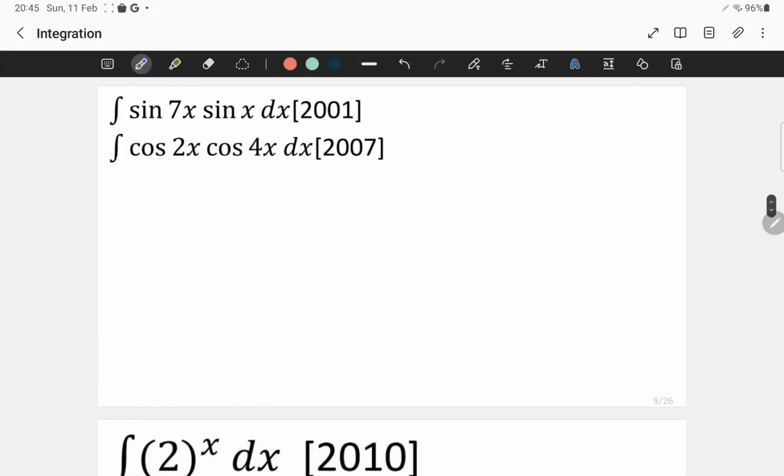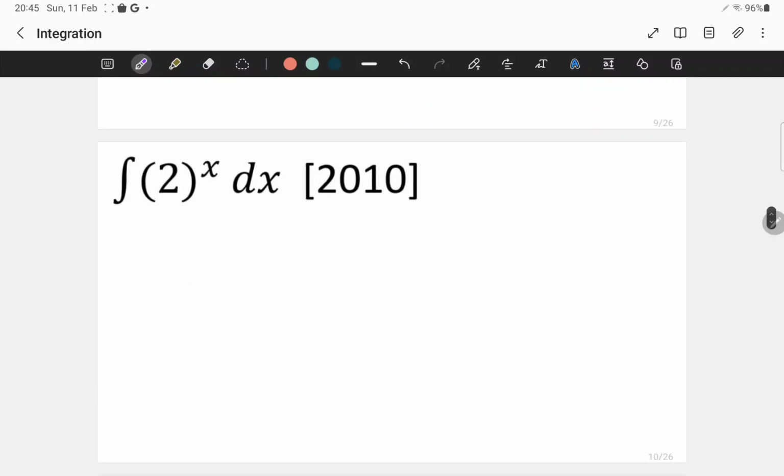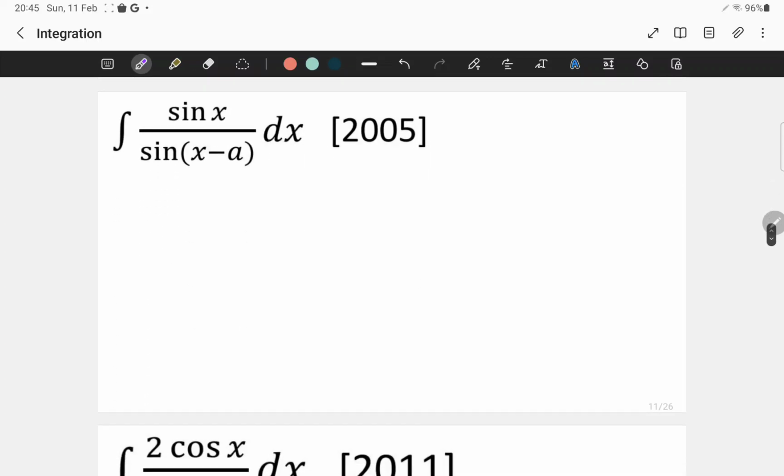Let's jump into one more problem. Yes, let's see this problem. So here also we can replace x minus a by t. So then we can divide and simplify.